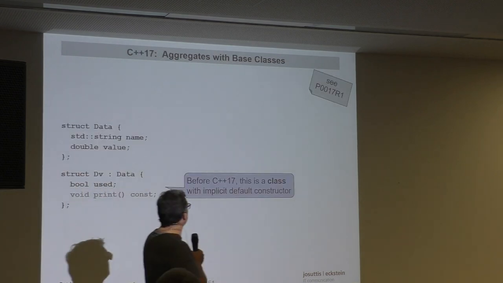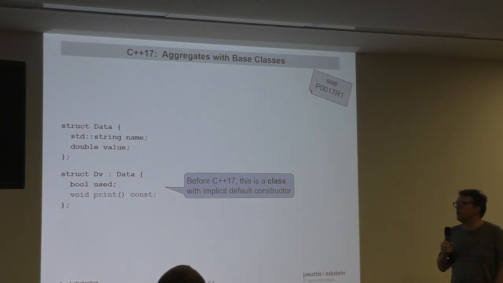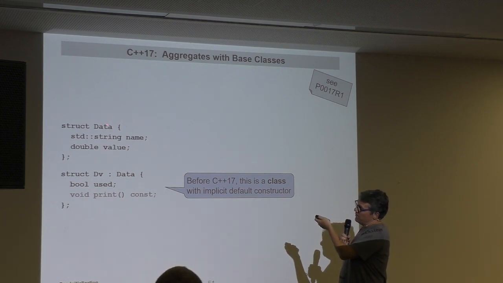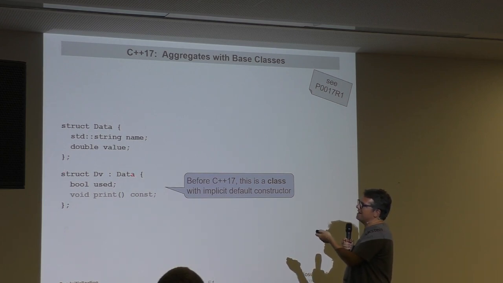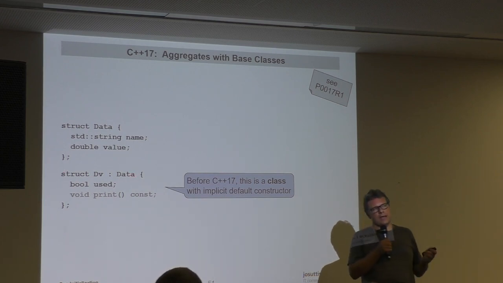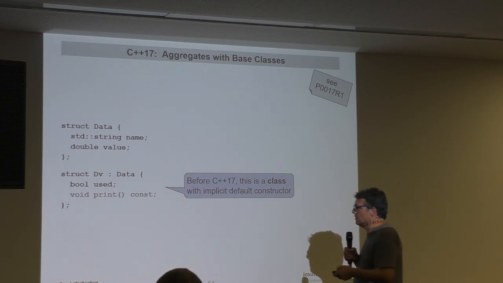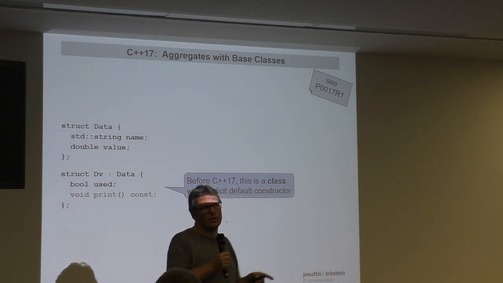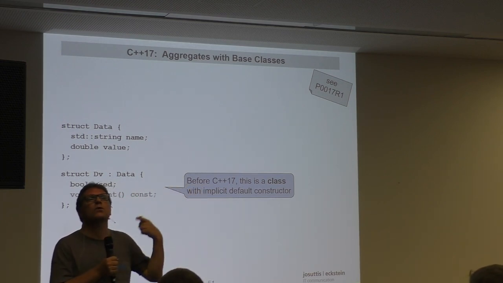So that means the following. If you have code like this, before C++17, this was a class and not an aggregate. If you have a base type, data, with a string and double, and you derive from that, I'm talking about this type, because you derive from another type, this was not an aggregate. In C++17, this became an aggregate. Whether or not you have a print function here doesn't matter. In both cases, it's still an aggregate, even if you have a function defined here. It would not be an aggregate if you have a constructor defined here.